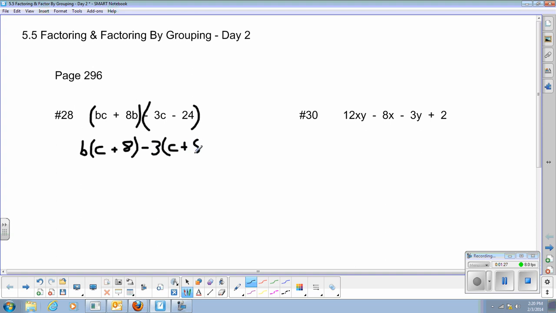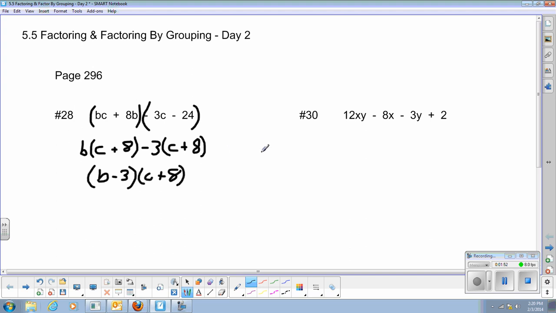And now I have the exact same factor inside the parentheses that I have in my first term over here. So this will allow me to say, if I knew what B and 3 were, I would subtract them. So I would put in parentheses B minus 3, parenthesis, and then C plus 8. And I'm done doing my factoring on that. So again, we are undistributing and going backwards from what we've been doing.